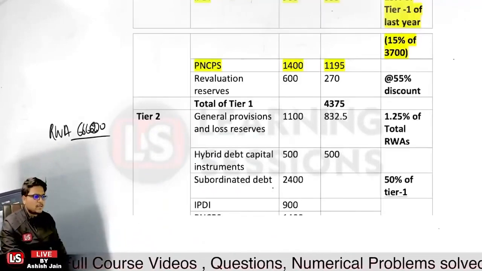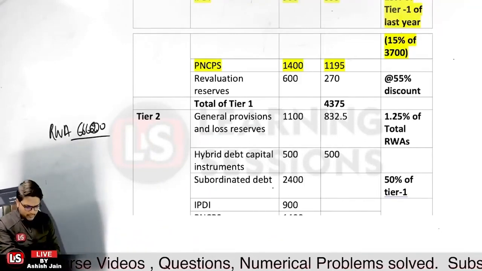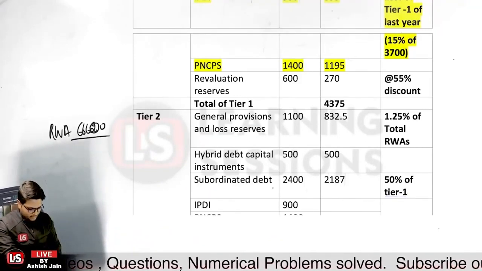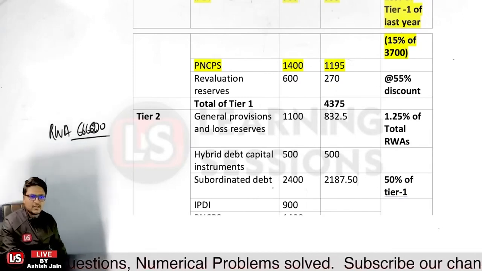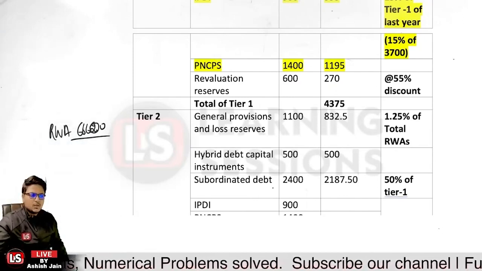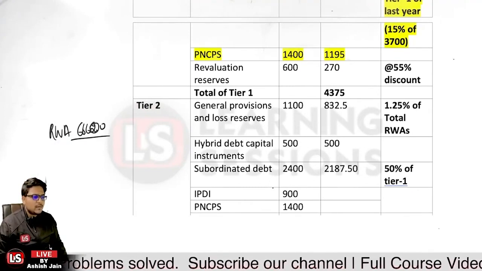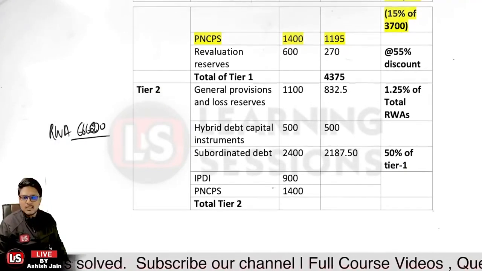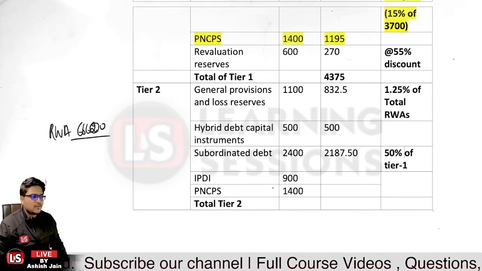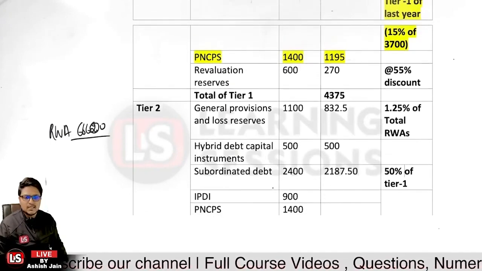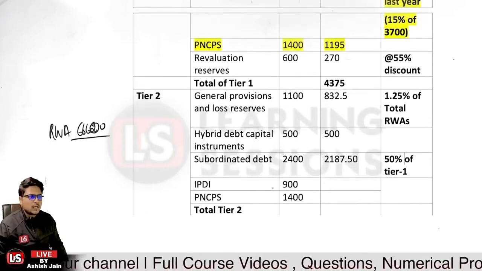So the subordinated debt amount is limited to 2187.5. I am giving narration side by side so that you can understand it well. So the subordinated amount is limited to 50% of the tier 1 over here. And further, any of the surpluses from tier 1 related to ePDF and PNCPS will be forming the part of the tier 2 capital.